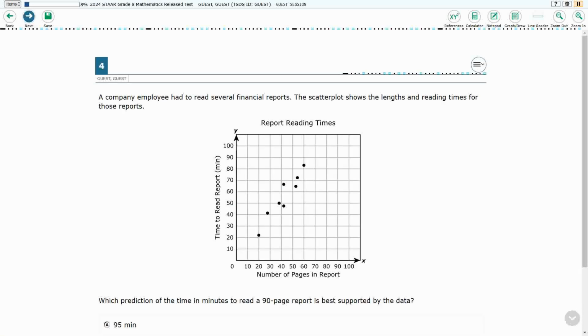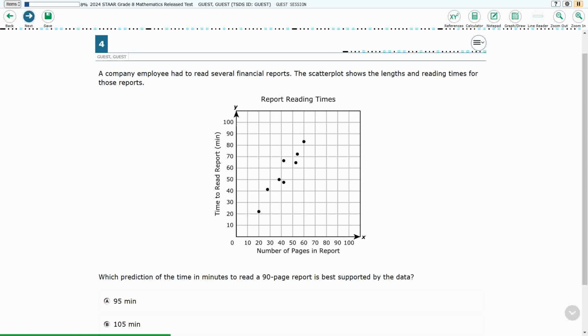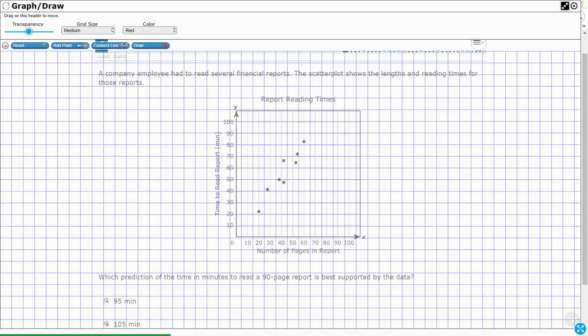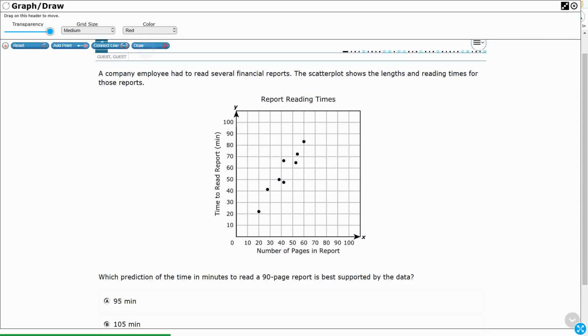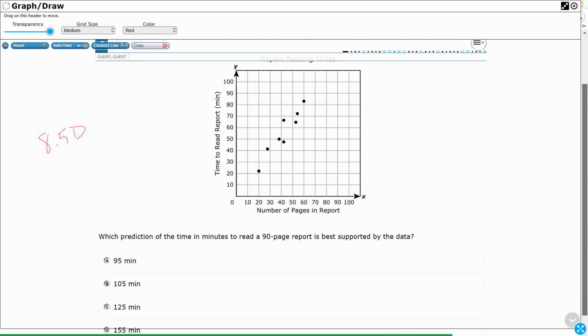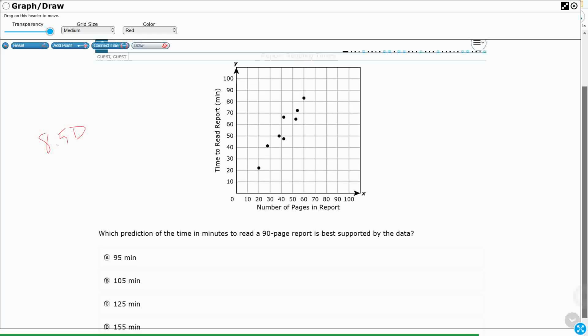Next, for number 4, we are looking at trend lines. This is 8.5D, right? And we've got this graph here, and we've got a scatter plot. We need to find a prediction. Now, I'm going to scroll this down because our line is going to be very important, and I don't want to have to scroll up and down. So we are looking for a prediction for 90. Okay, so we're looking for that x value of a 90-page report and which of these times work.